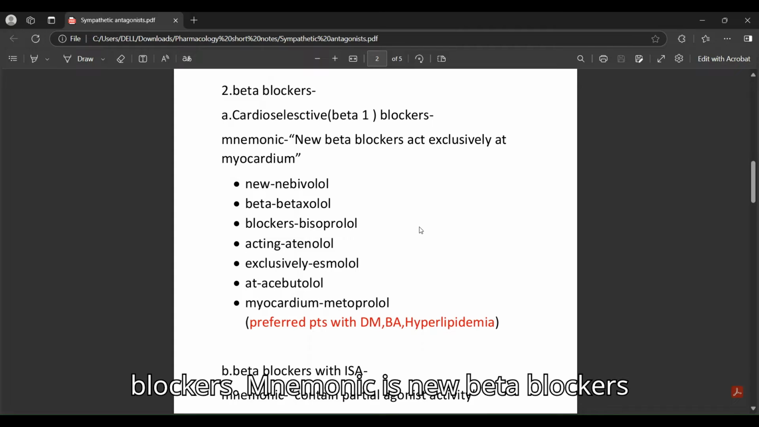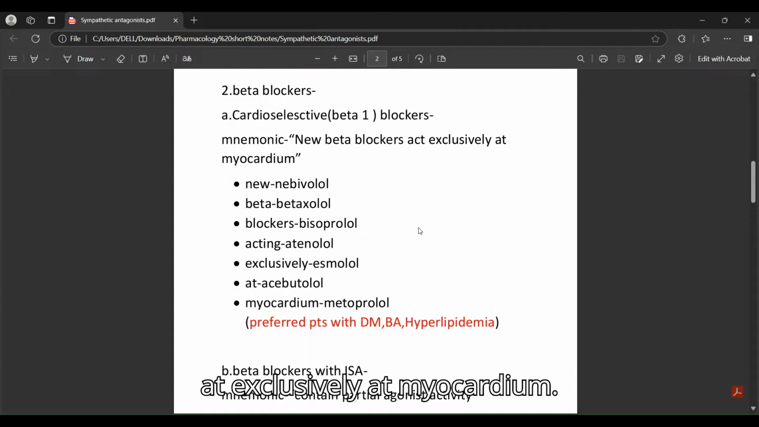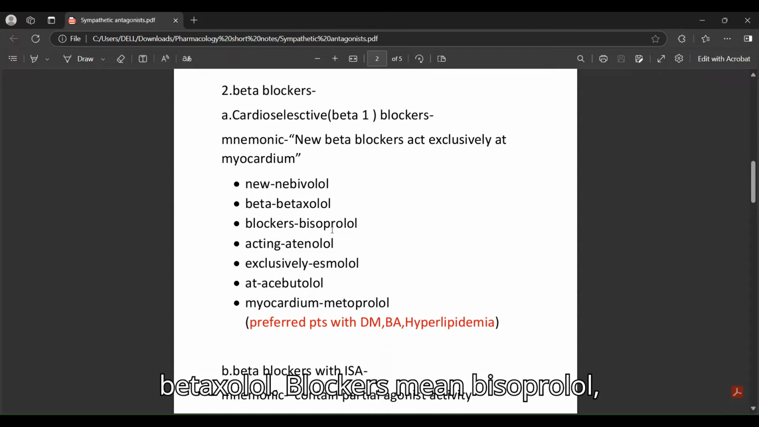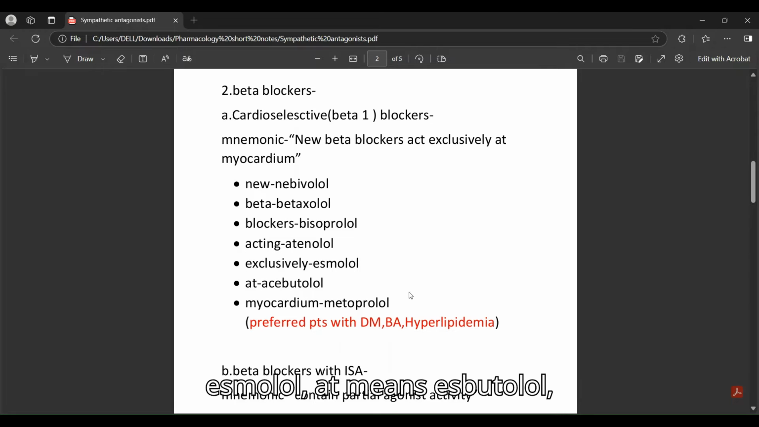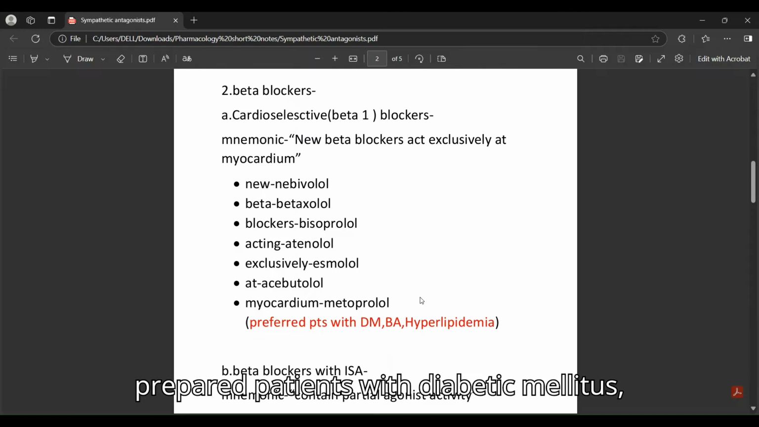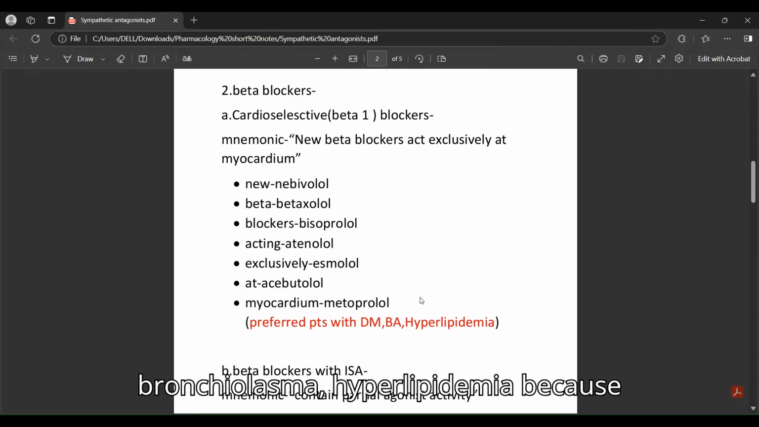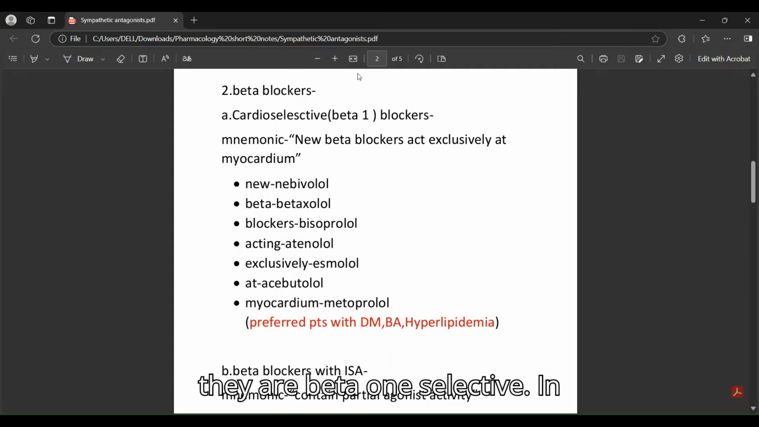The mnemonic is: New beta blockers act exclusively at myocardium. New means nebivolol, beta means betaxolol, blockers means bisoprolol, act means atenolol, exclusively means esmolol, at means acebutolol, myocardium means metoprolol. These drugs are preferred in patients with diabetes mellitus, bronchial asthma, and hyperlipidemia because they are beta 1 selective.